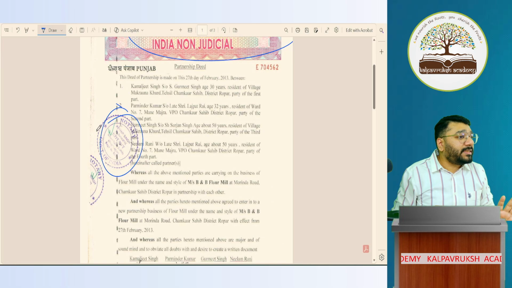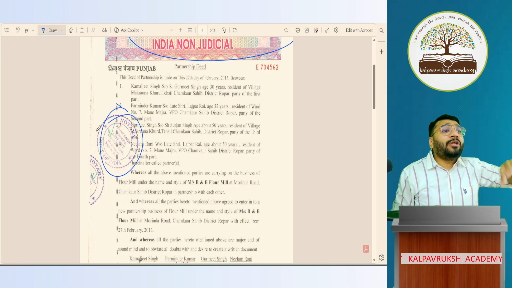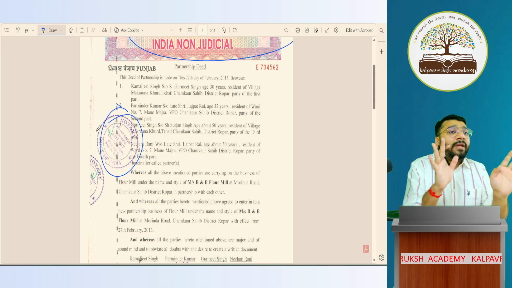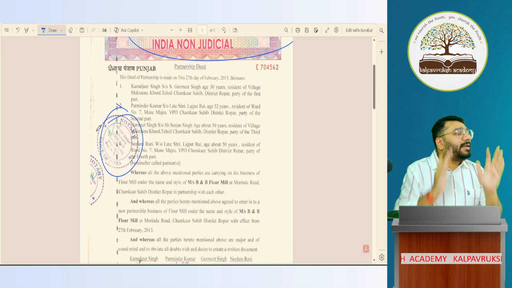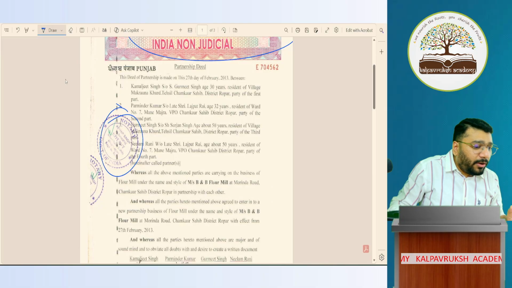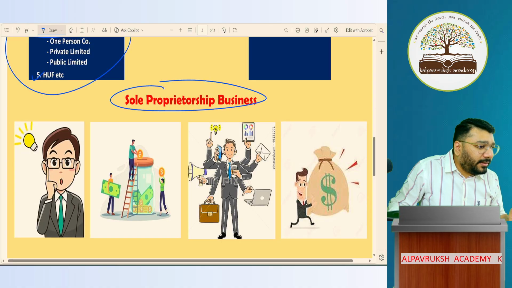If you allow me half an hour more, I can tell you the benefits of registration. But if I tell that, it becomes more of a CA class, so I don't want to get into that. I want to restrict my discussion only to your 12th CBSE, not beyond that. Am I loud and clear? Fantastic.